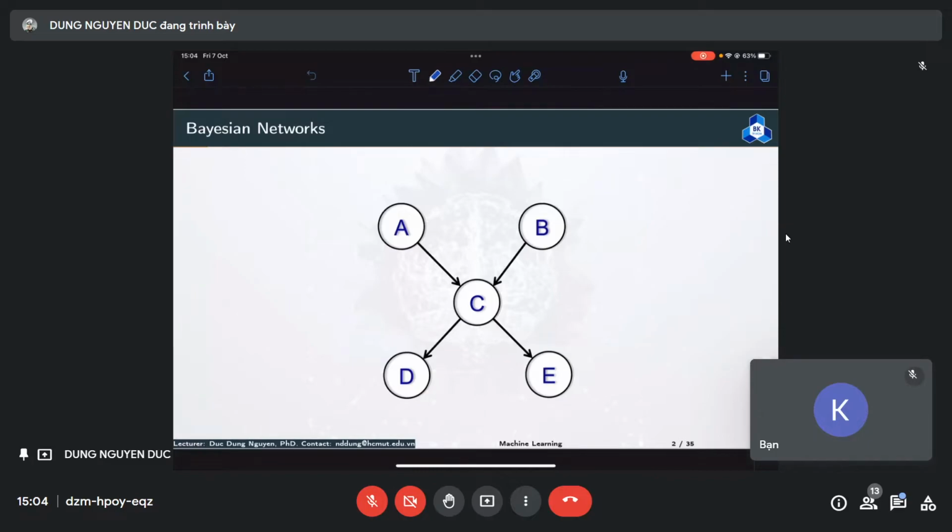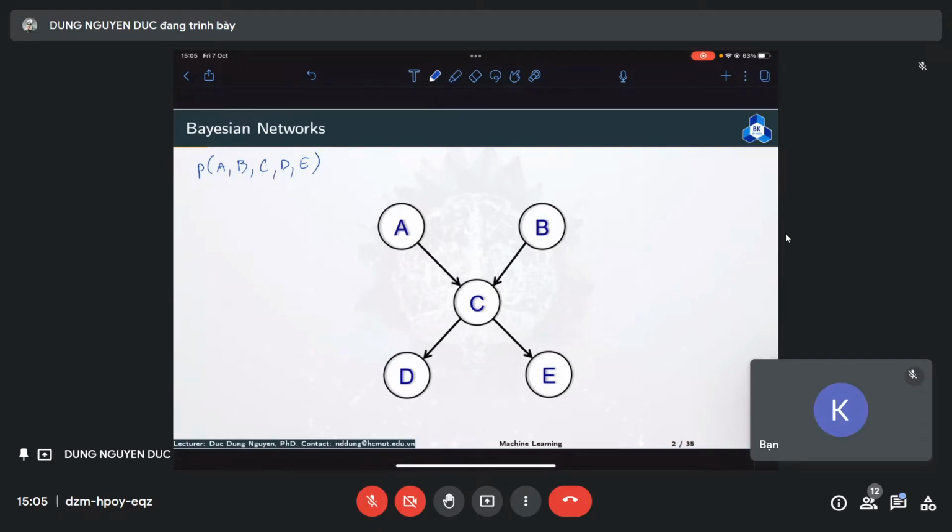And if you write some formula like calculating the probability of A, B, C, D, and E, this is the joint probability between all the random variables A, B, C, D, E. In general, we cannot form any kind of relationship here, but thanks to the Bayesian network, it shows the dependency between those variables.